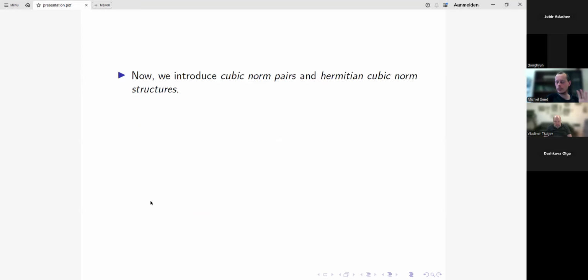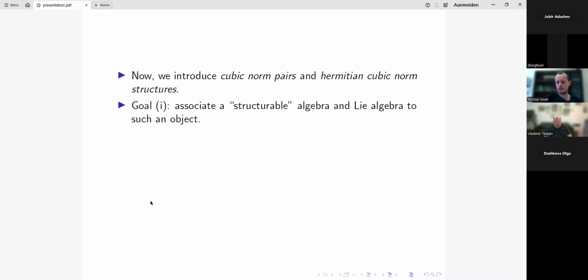Okay, so what we will do now is introduce cubic norm pairs and Hermitian cubic norm structures, and I will formulate some goals in order to fixate what we will do. So the first goal should be to associate a structurable algebra and Lie algebra to such an object. There are scare quotes around structurable because I didn't provide a definition of such an algebra. You can think of it as an algebra for which the TKK construction we gave works.